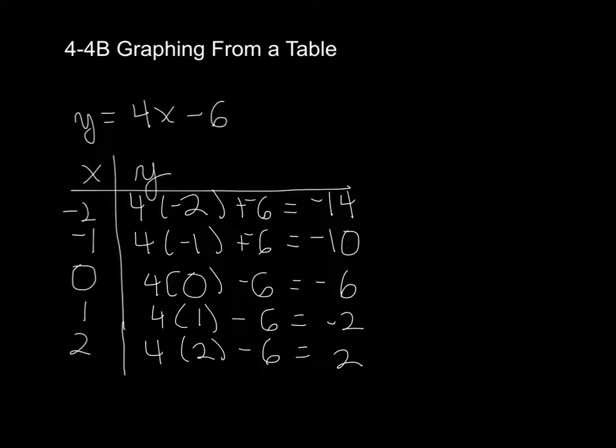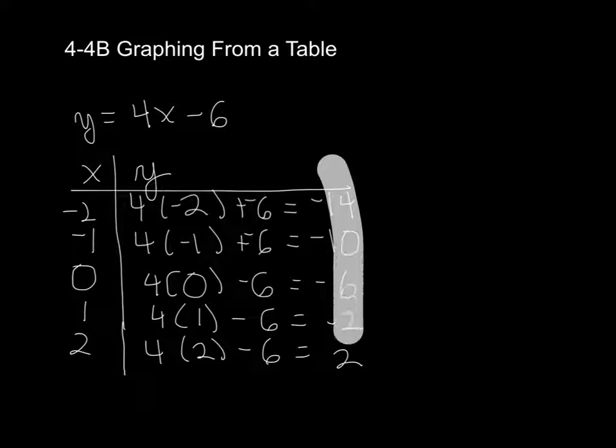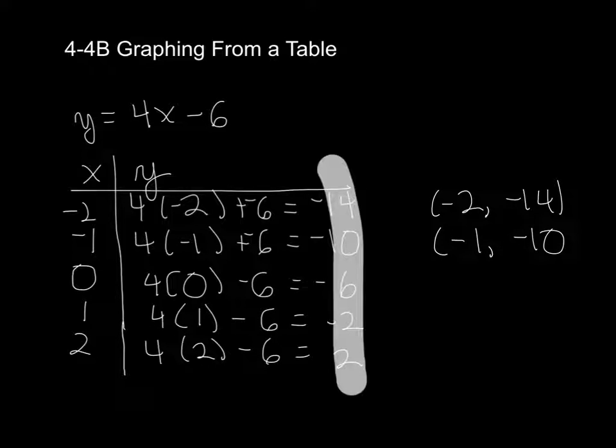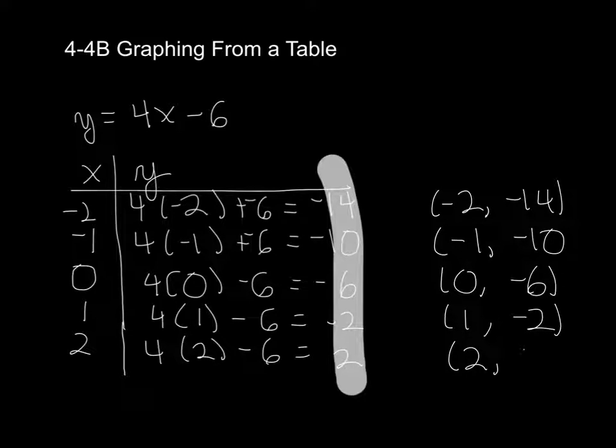Okay, so there you go. So you have filled out the table. So here are your y values right here. Okay, and from that I have ordered pairs. Okay, you have the ordered pair here, -2, -14. You have an ordered pair -1, -10. 0, -6, 1, -2, and 2, 2. Okay, so these are the ordered pairs that I got from plugging the values for x into the equation and then finding out my values of y.